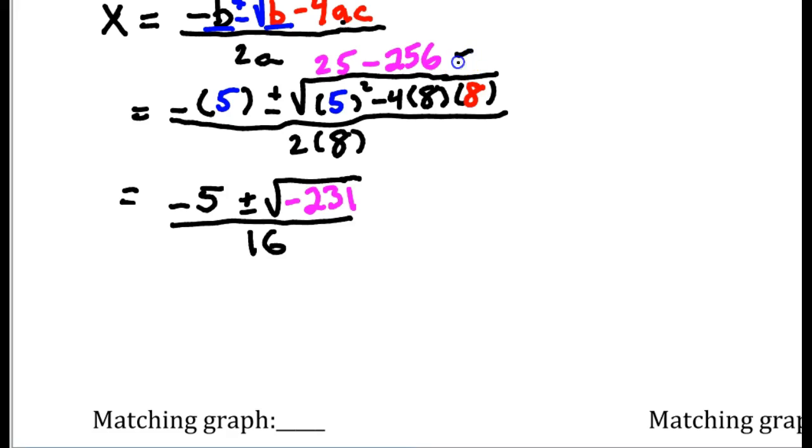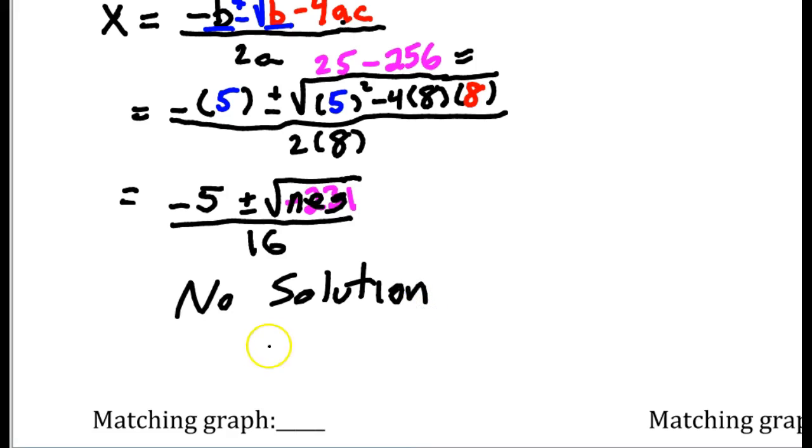So we could have easily said instead, oh, that's going to be 25 minus 256. That's negative. Okay, therefore, no solution. Right? It doesn't really matter that it's negative 231. It could have been negative 117 or negative 1 itself. It's the fact that it's a negative number, and you can't take square roots of negatives yet. Okay, so no solutions. Or we were saying 0 solutions before.